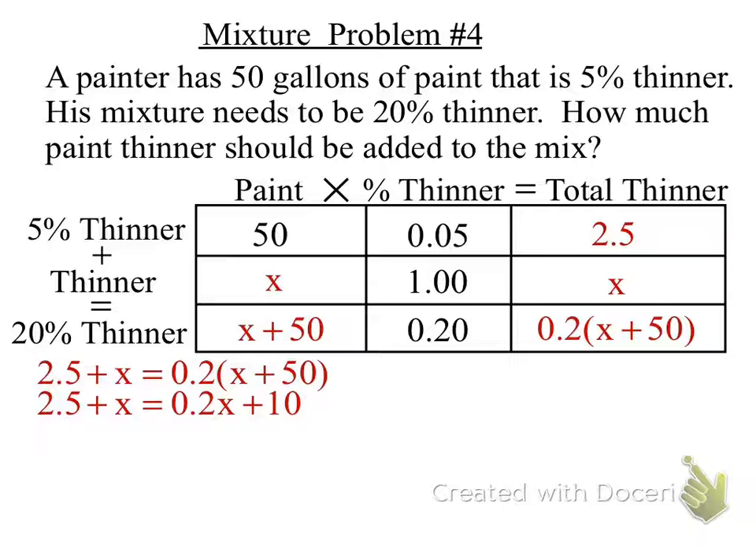Okay, my equation's 0.05 times 50 plus 1.0 times X equals 2/10 times the quantity of X plus 50. Okay, questions?